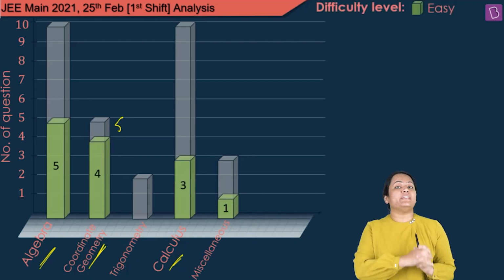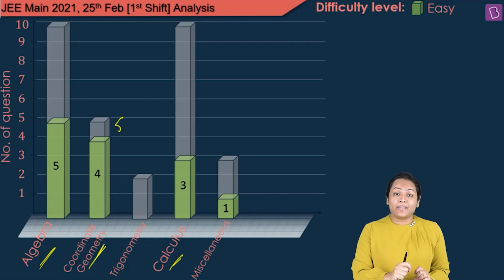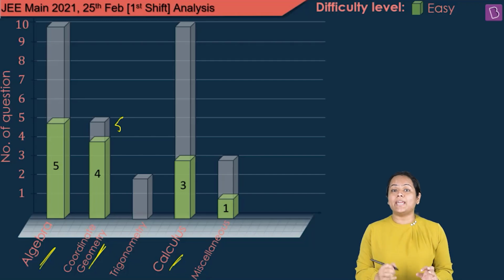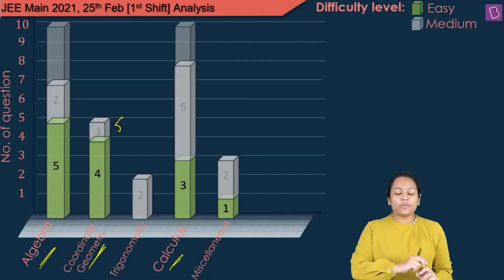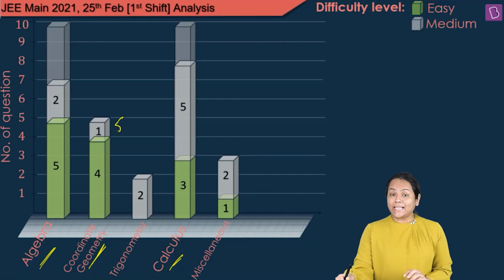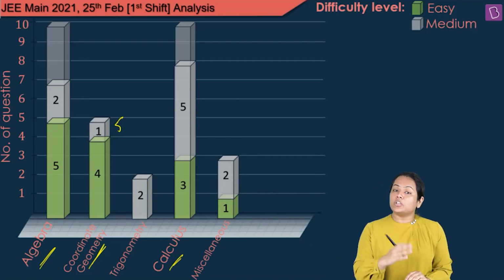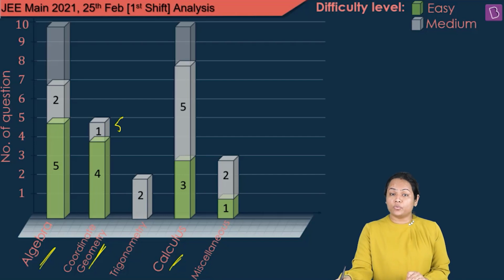Algebra had 5 questions which were easy. Coordinate geometry had 4 out of 5 questions on the easier side, while calculus only had 3 questions. One was from miscellaneous, which again fell into the easy category. Moving on to the medium type, there were 2 questions in algebra of medium category. Coordinate geometry has 1 question which falls into the medium category. Trigonometry, both the questions asked were of medium level, while in calculus 5 questions were of the moderate level. Miscellaneous had 2 questions, again in the medium level category.